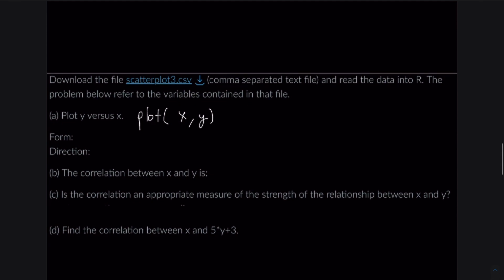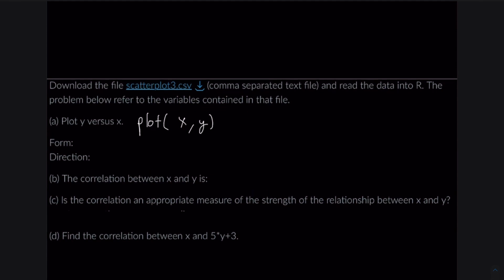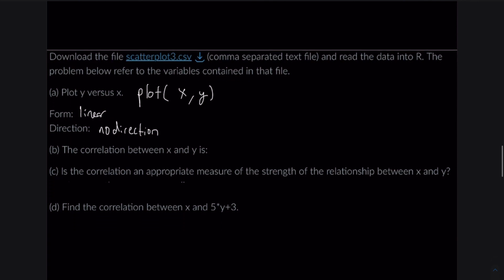But it wants us to find the form of the line, and the form of the line, which I don't have pulled up, is linear, and the direction is there's no direction. So that means it's basically like straight across. It's not really positive and it's not really negative. And so for the correlation between x and y, what you would do is you would say correlation and then the x variable and the y variable. And it turns out to be, for this one, 0.0108.